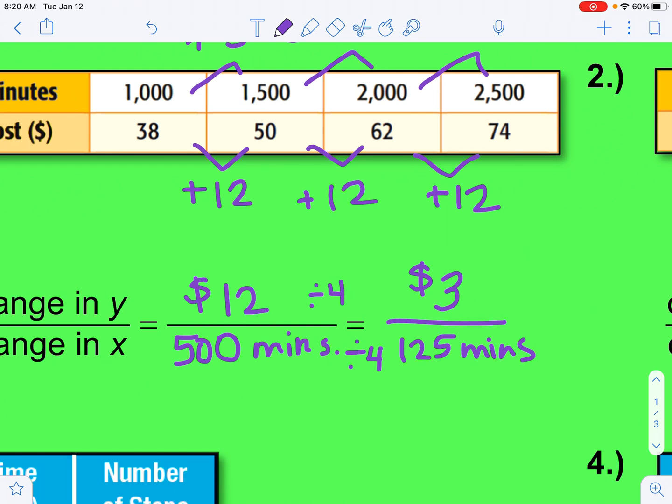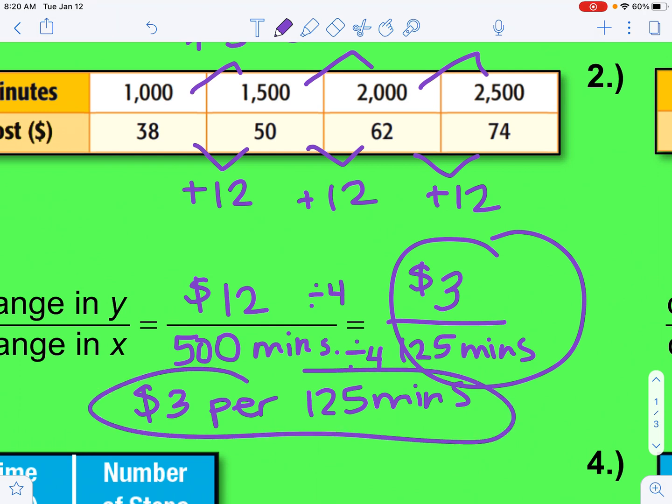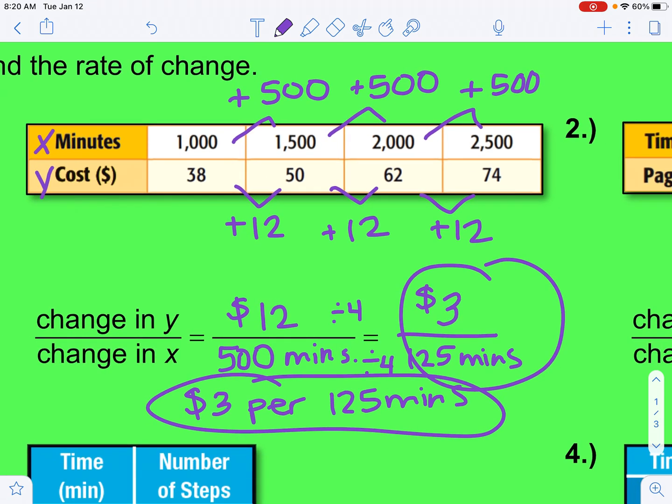And we can't simplify those two numbers again. So our rate of change is $3 per 125 minutes. You could leave it in fraction form or you could write it in word form. Either works. Alright, so that was one example of rate of change. Let's do another one.